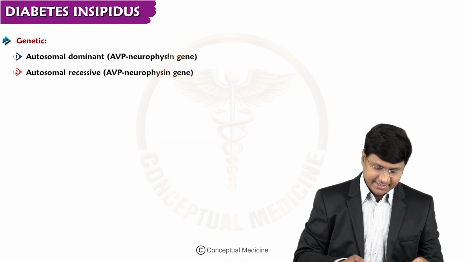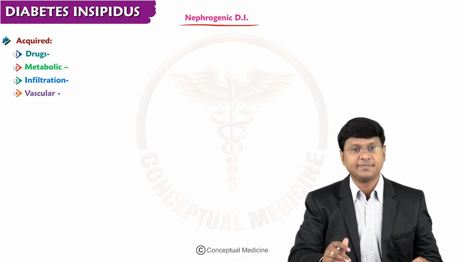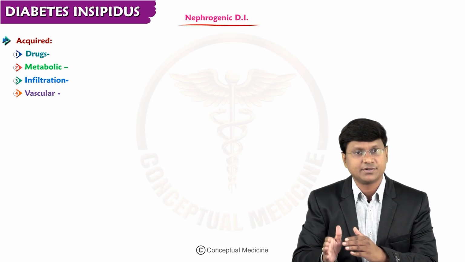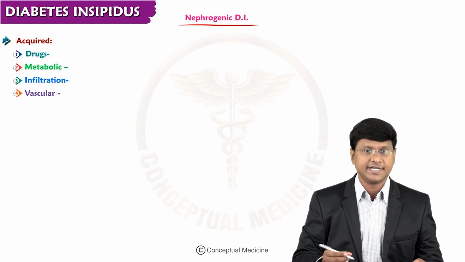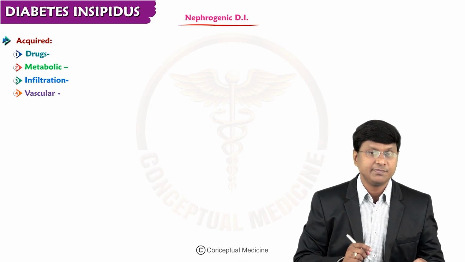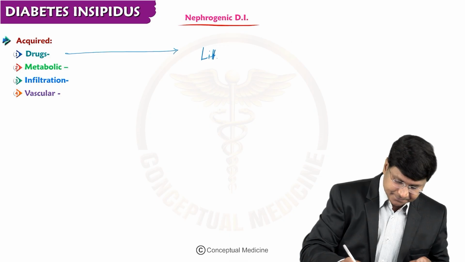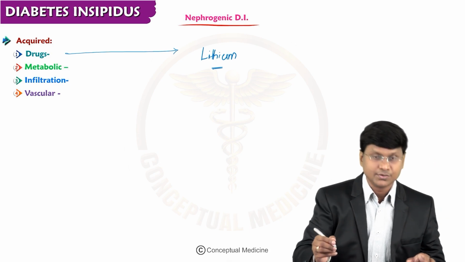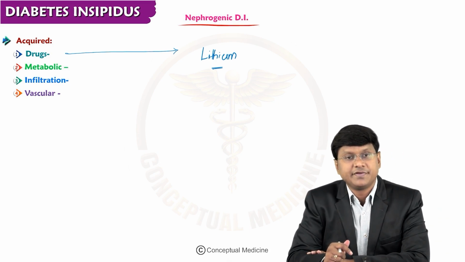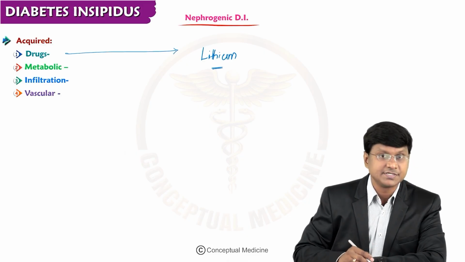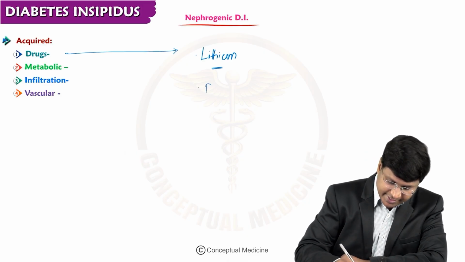Then followed by that, let me discuss the etiology of nephrogenic diabetes insipidus. In nephrogenic diabetes insipidus also we have acquired causes and genetic causes. You take the acquired causes for nephrogenic diabetes insipidus. First and foremost, the very important thing is drugs. The drugs include lithium. Lithium is one of the very important drugs used in the treatment of bipolar disorders. Okay. This can cause nephrogenic diabetes insipidus. Next, the very important drug is demeclocycline.